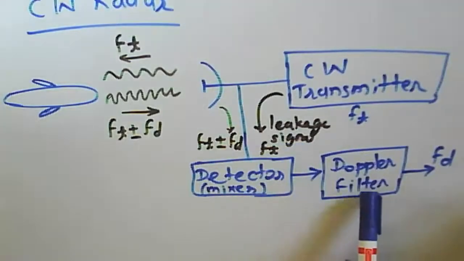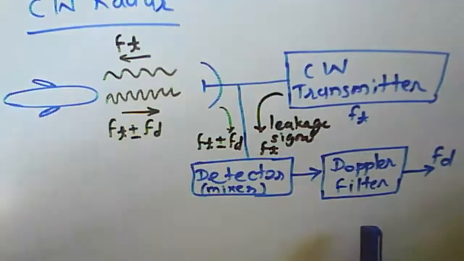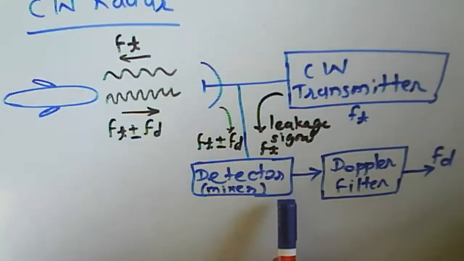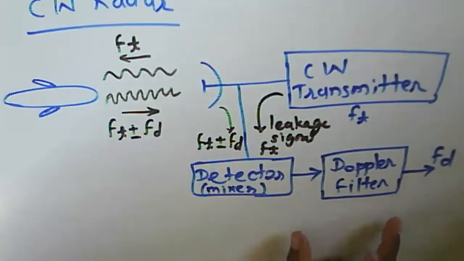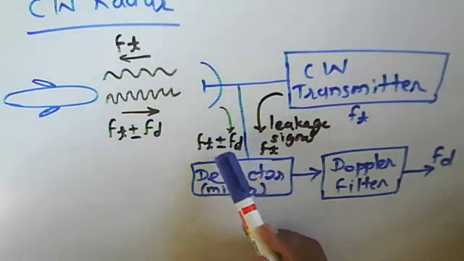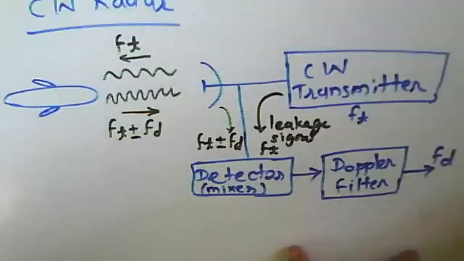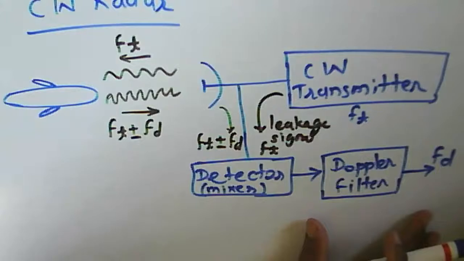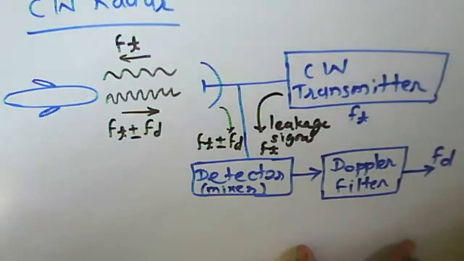And this one is about a Doppler filter that is used to identify what will be the difference in the frequency there, and the filter is used to pass only the frequency difference. So FD plus or minus FD, what will be the difference frequency? Which signal is to be passed through the detector or rejected? That is the role of the Doppler filter. And that only allows the difference frequency to pass through the filter there.